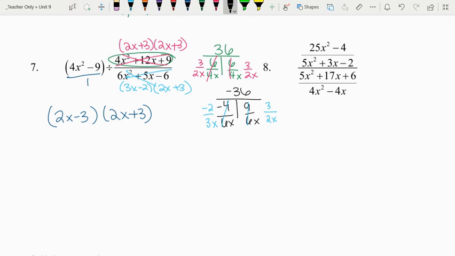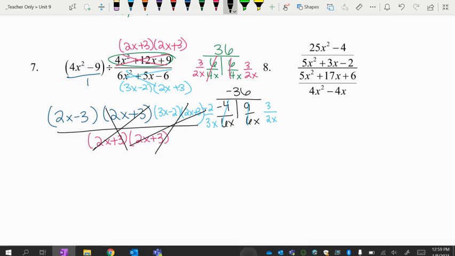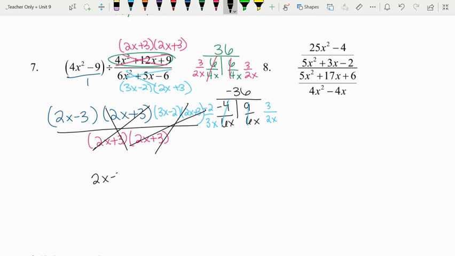So now what I'm going to do is flip them. So I'm going to put the blue in the numerator. And I'm going to put the pink in the denominator. Now, if it makes more sense for you to just automatically go there, please do so. You don't have to do it the way that I just showed you. But now if you notice, the 2x plus 3's cancel on both of them. So we're just left with 2x minus 3 and 3x minus 2. No fraction because everything in the denominator canceled.